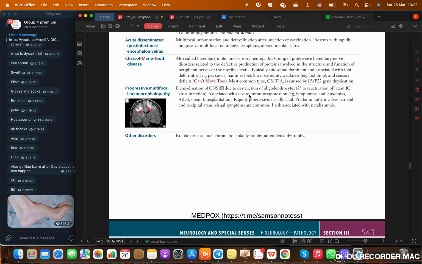The next disease we spoke about before. It's called progressive multifocal leukoencephalopathy, which is secondary to the JC virus. Guys, what is the chance that we have the JC virus? Is it common or uncommon, the JC virus?